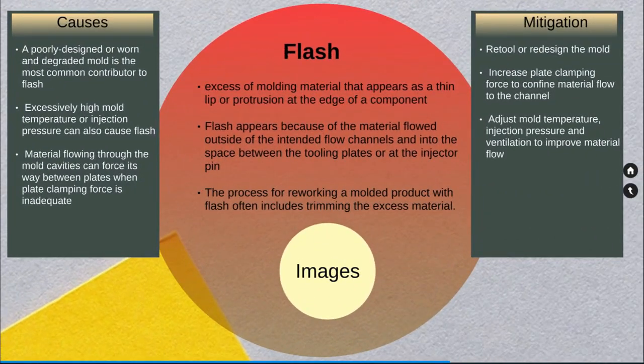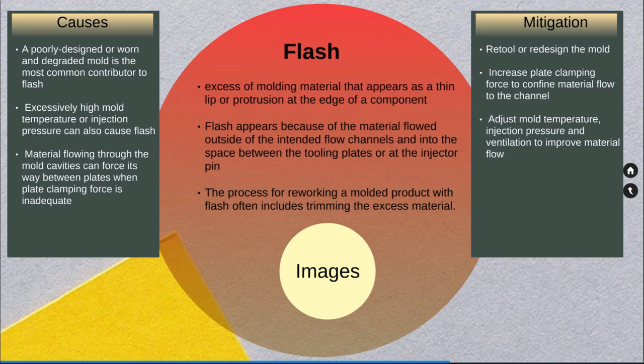The flash is the excess of mold material that appears as a thin layer at the edge of the component. The flash appears because the material flowed outside of the intended flow channels and into the space between the tooling plates or at the ejector pin. The process of reworking a molded product with flash often involves trimming the excess material as a secondary operation.